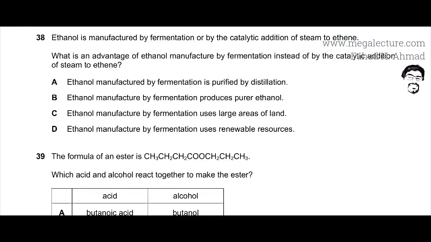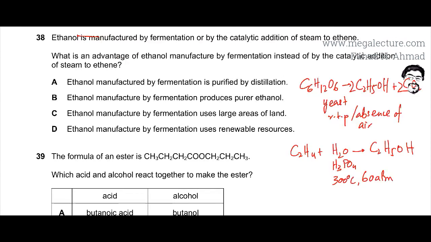The following question reads that ethanol is manufactured by fermentation or by the catalytic addition of steam to ethene. So, what is the advantage of ethanol manufactured by fermentation instead of by the catalytic addition of steam to ethene? I've listed the two methods for the formation of ethanol.